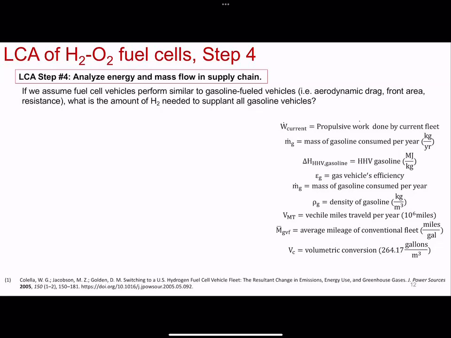So how do we do that? Can we do it tomorrow? Can we make a whole hydrogen fuel cell fleet tomorrow? Yay or nay?